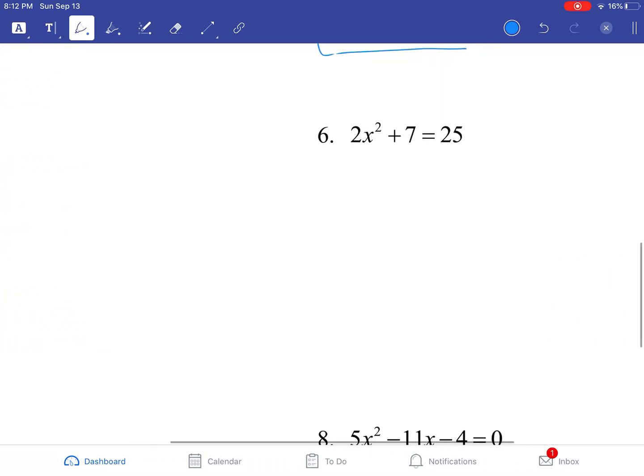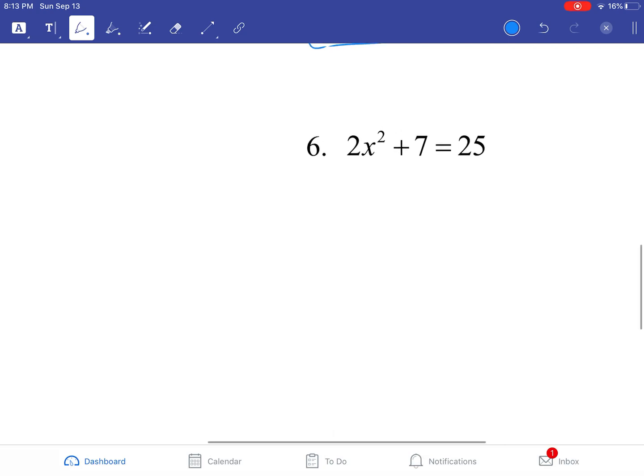Number 6, the same idea, except this time it's not a parentheses that's being squared, it's just an x. So we're going to do the same idea. We're going to get whatever's being squared by itself first. So to do that, we subtract 7. So we get 2x squared is equal to 25 minus 7, which is going to give you 17.